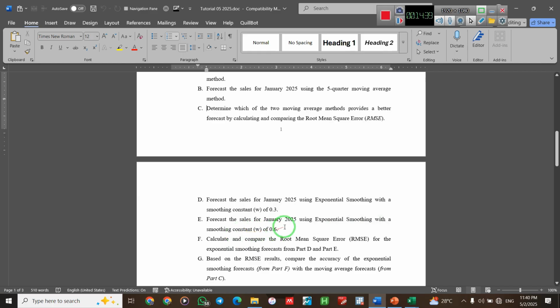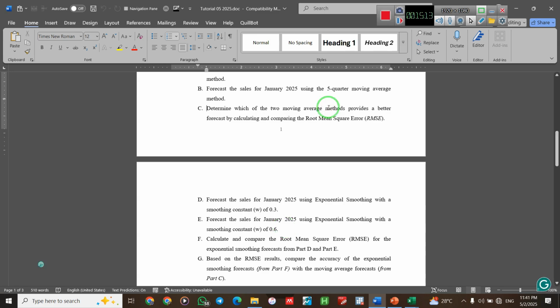So in both part D and part E, they are still asking to forecast the sales in January 2025, but here they are asking to use a different method called exponential smoothing, and the smoothing constant they gave in each part is different. In part D they give a smoothing constant of 0.3, and in part E they gave a smoothing constant of 0.6.